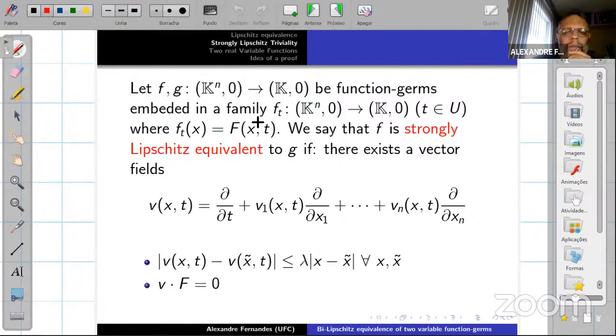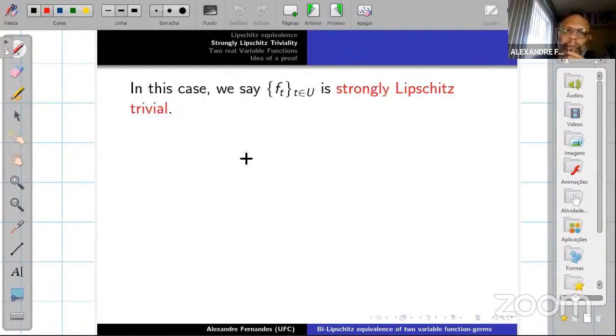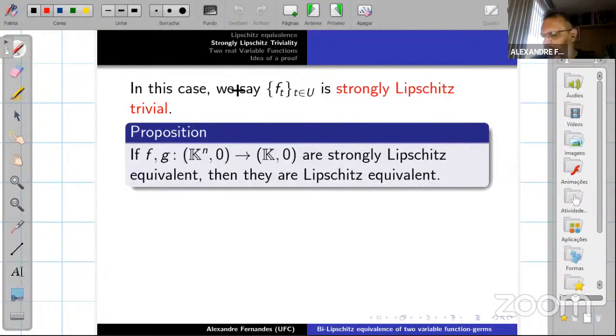And you have more properties. This vector field preserves the t-axis. Then, if there exists a vector field satisfying such properties, we say f is strongly Lipschitz equivalent to g. In this case, the family is called strongly Lipschitz trivial. This is the machine I mentioned before. If two functions are strongly Lipschitz equivalent, then they are Lipschitz equivalent.